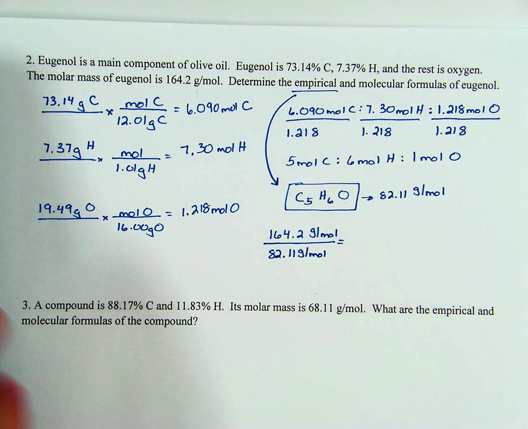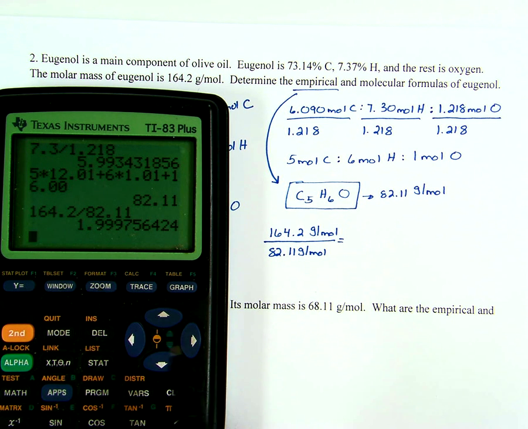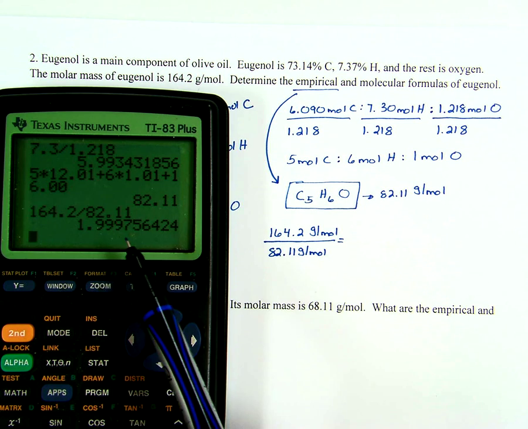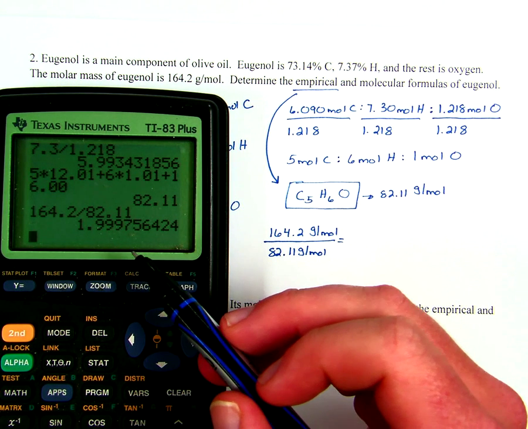So if we plug this in, 164.2 divided by 82.11. Now you might be thinking, wait, you just told us this is going to be a whole number. I see 1.99997, etc. Well, that's really, really close to 2. The only reason it's not exactly 2 is simply due to rounding and sig figs. So this is equal to 2.